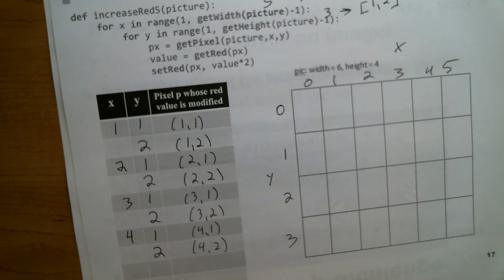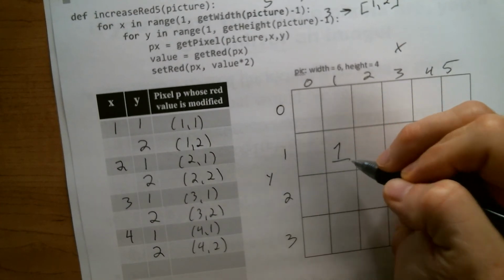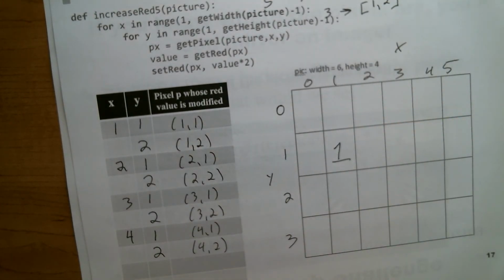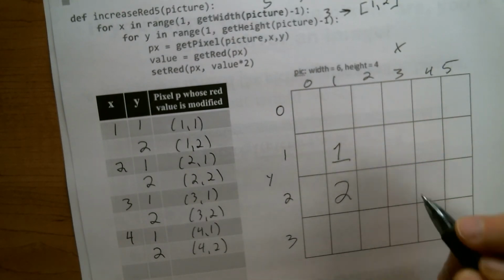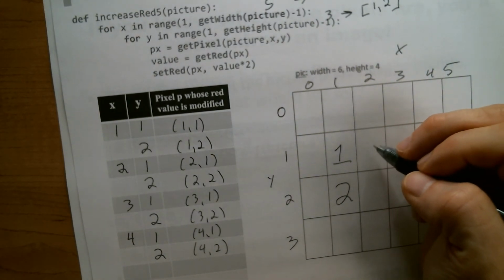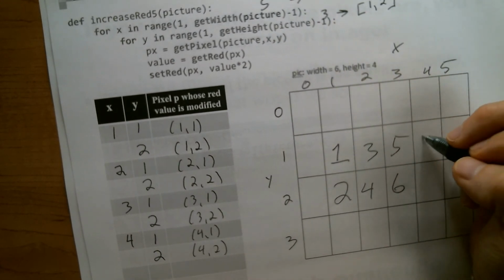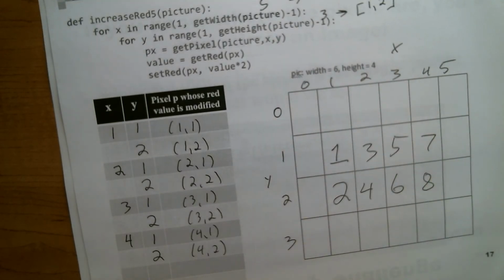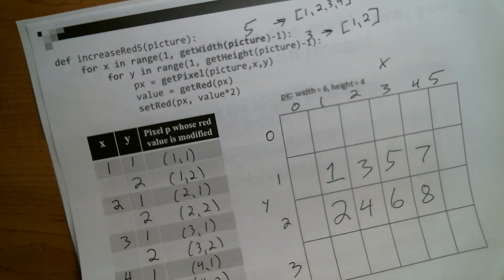And now we translate that over to the picture. So 1, 1 is right here. This would be the first box that we're altering. And then 1, 2 would be down here. So this is when we're moving down the columns, not across the rows. 2, 1, 2, 2, 3, 1, 3, 2, 4, 1, 4, 2. You can see how we can use this to target specific places in our picture instead of having to do the whole thing.